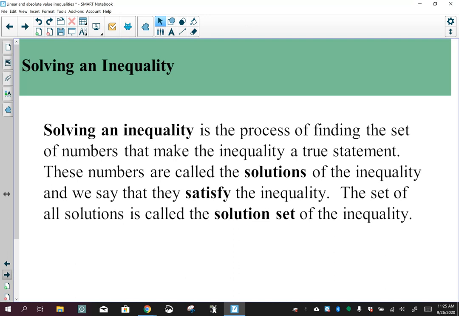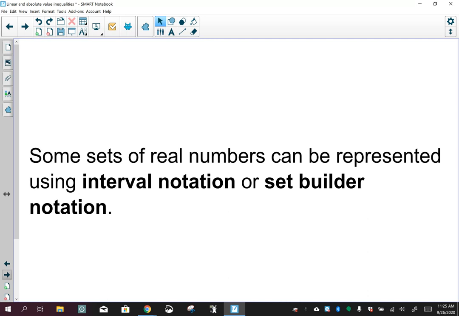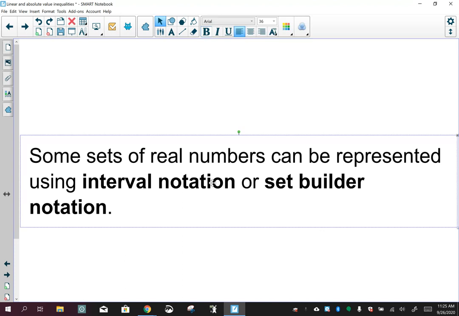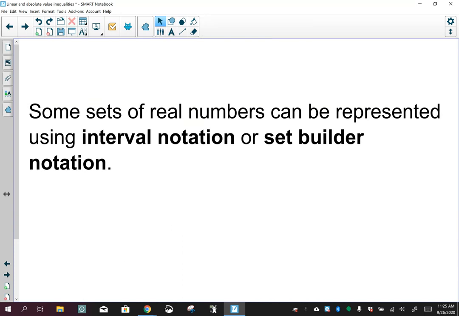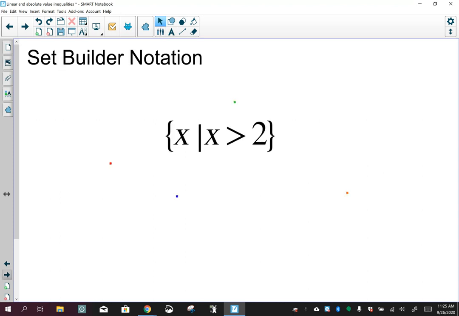So when we are dealing with inequalities, we're going to be representing these in a couple of different ways. One way is through interval notation, and the other way that you're going to see is set builder notation. So set builder notation looks like this. We have x such that x is greater than 2.